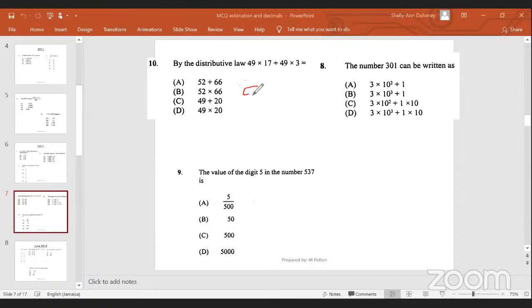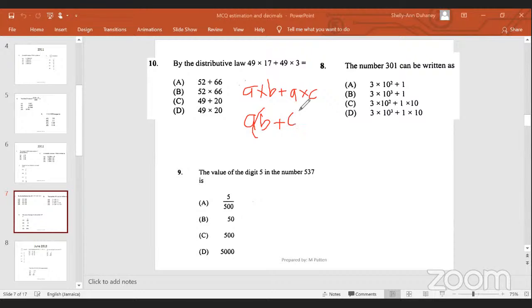Distributive law states that A times B plus A times C is basically equal to A times (B plus C). What is common? Based on what I'm doing here, A is common, so we put the rest in brackets: B plus C.